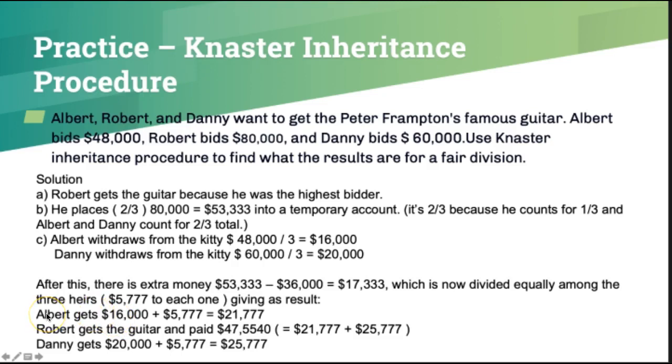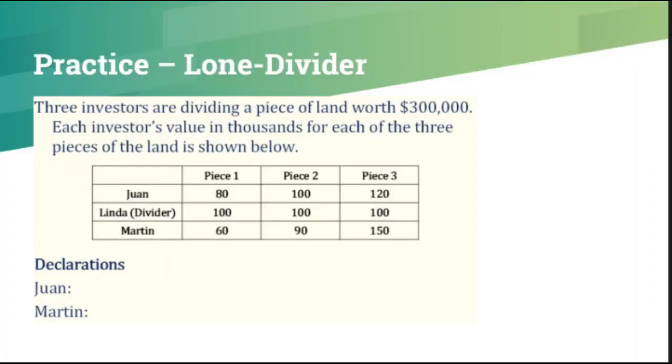The other two guys, Albert and Danny, did not get the guitar, so they had to receive a payout for their portion of the ownership of the guitar. So then Danny got the 20,000, which we had calculated here, plus he gets the 5,777 back. So he got 25,777. So there are additional examples of this procedure at the end of this PowerPoint.